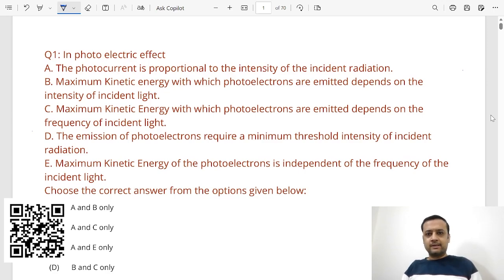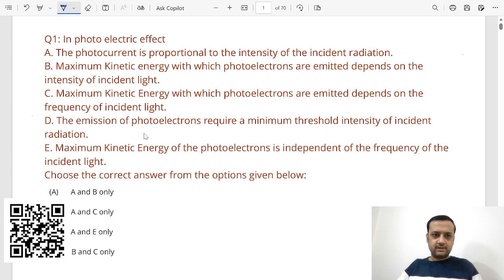Hello, all of you. So let us see the solution of this paper. This is question number one, in which basically we have to check each statement. Statement one says that photocurrent is proportional to the intensity of the incident radiation. Of course, this statement is correct.